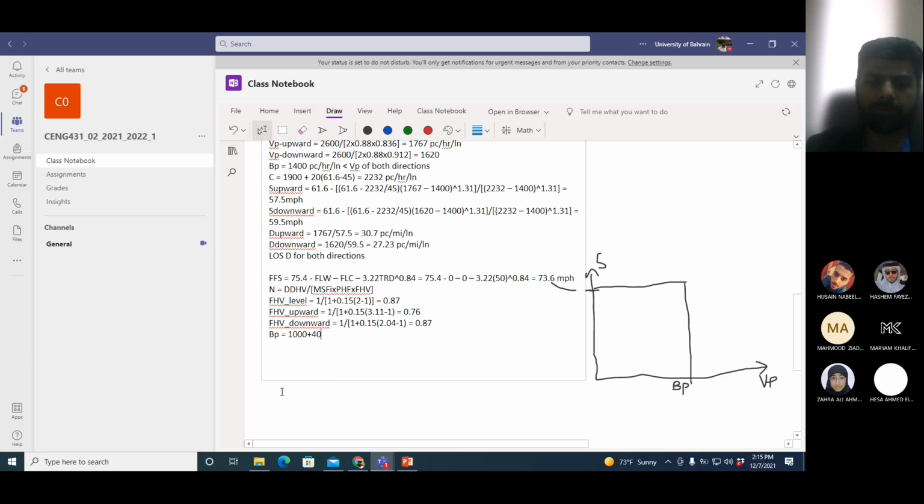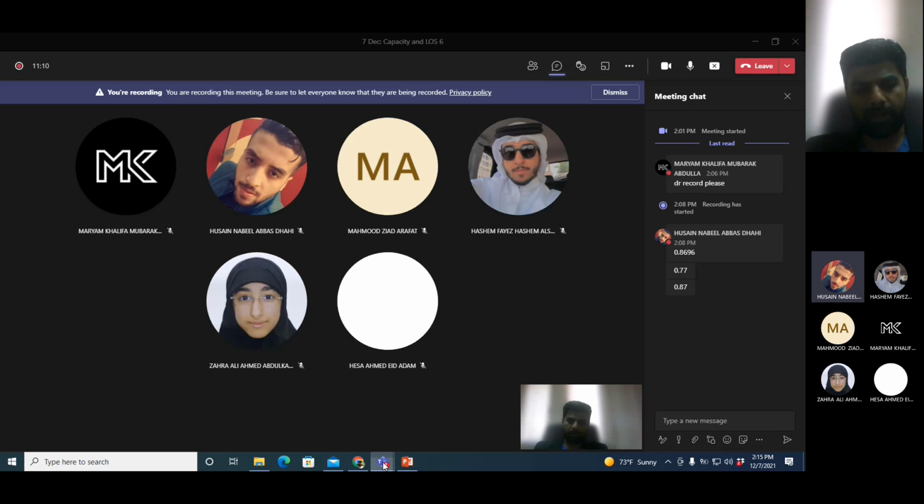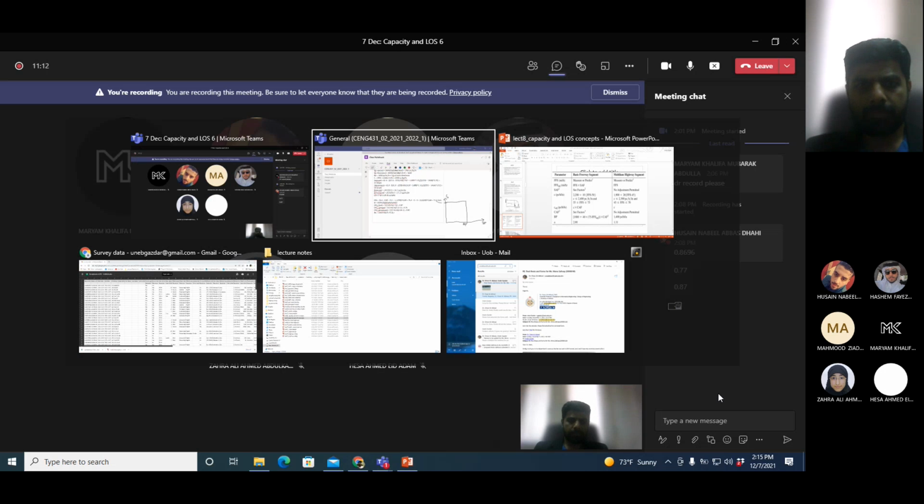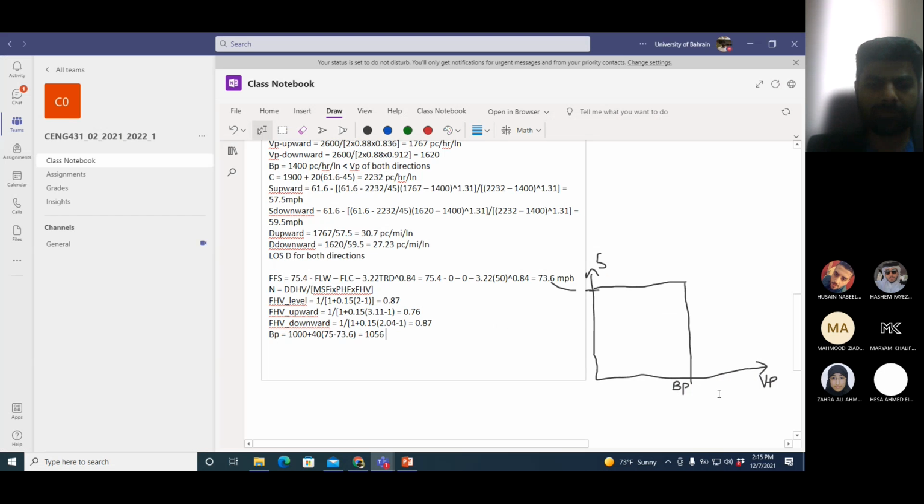Plus 40, 75 minus 73.6. So you give me this value. It will be 1056. 1056 passenger cars per hour per lane.